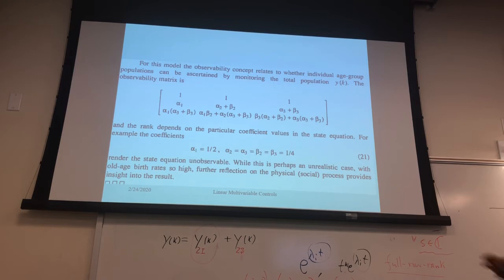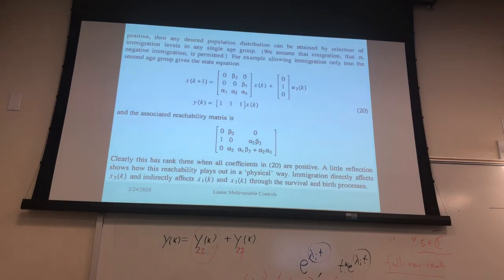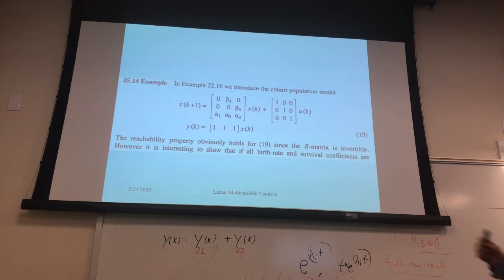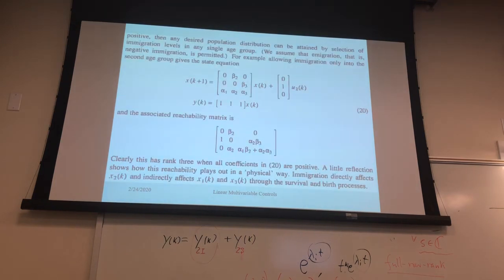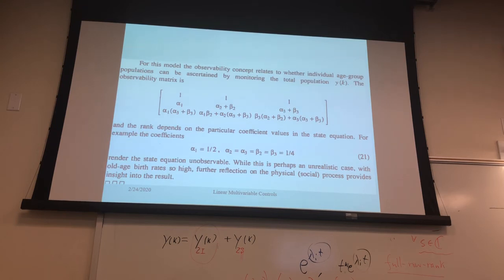And these are the observability matrices. So you can see for this physical system, called the cohort population model, controllability and observability can very interestingly help us answer interesting questions. I'm not going to go into the details here.